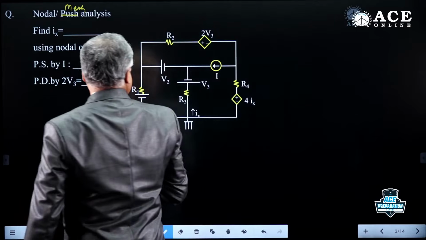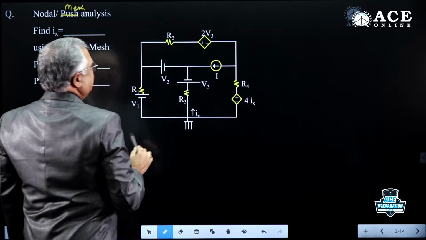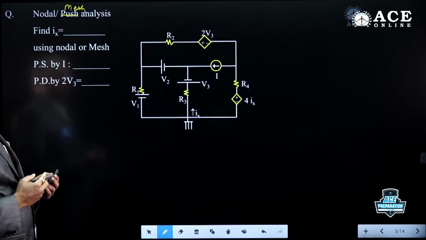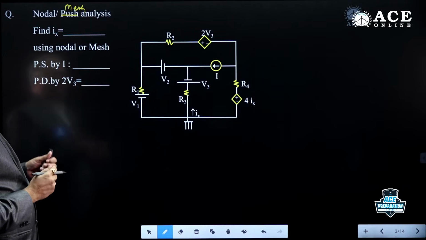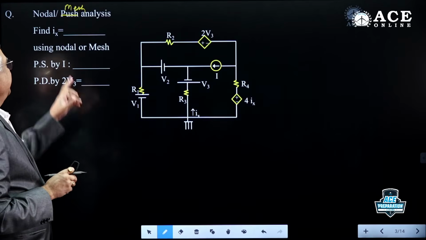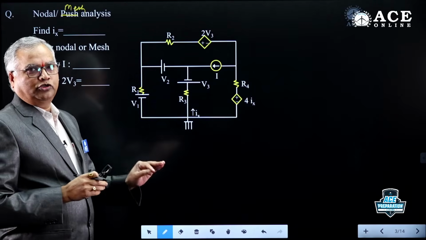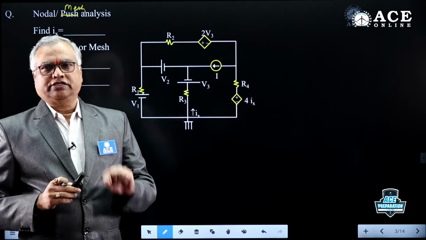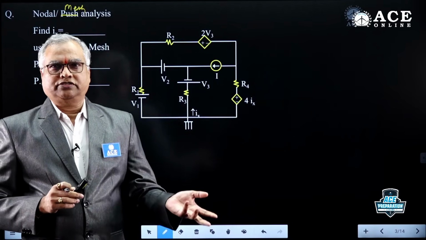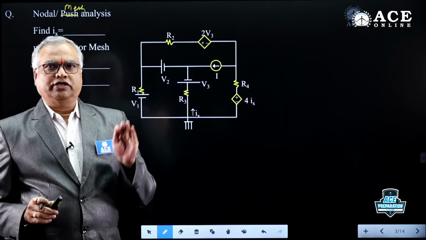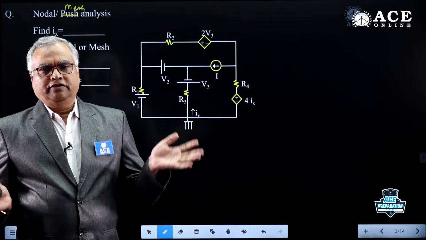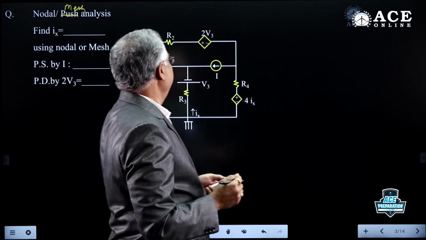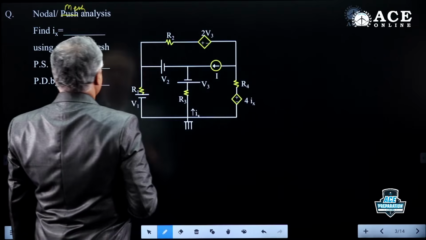So in this problem, find IX. I will solve for IX using nodal and mesh analysis. In the GATE exam, they never mention the technique. Use nodal or mesh, they never mention. They will ask you to find IX, or find VX, or find so and so. What method you have to apply, based on your experience, you have to decide. So that is important. So let me use nodal.